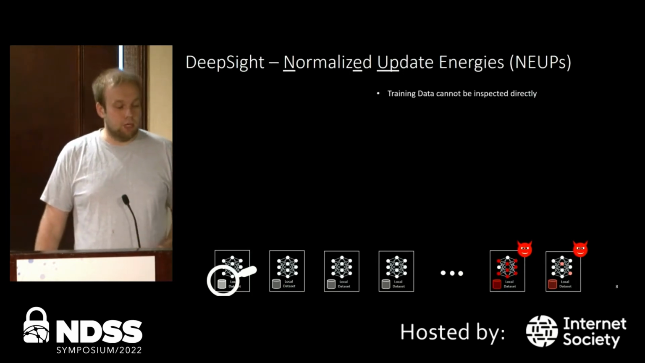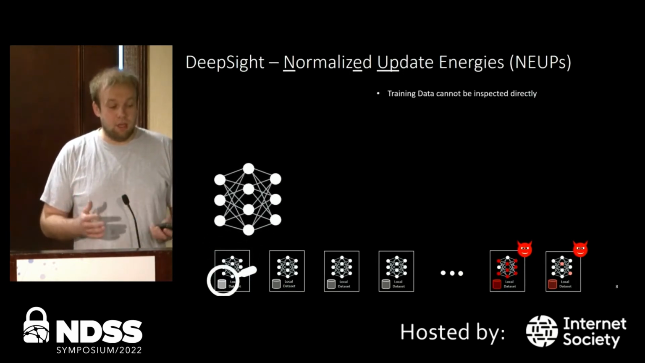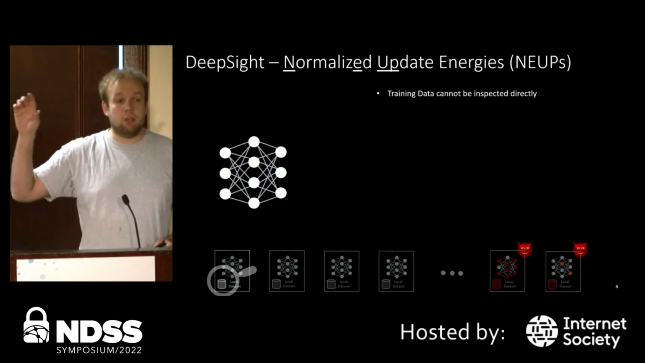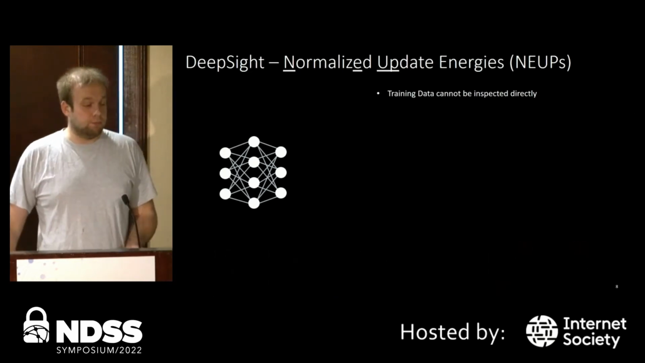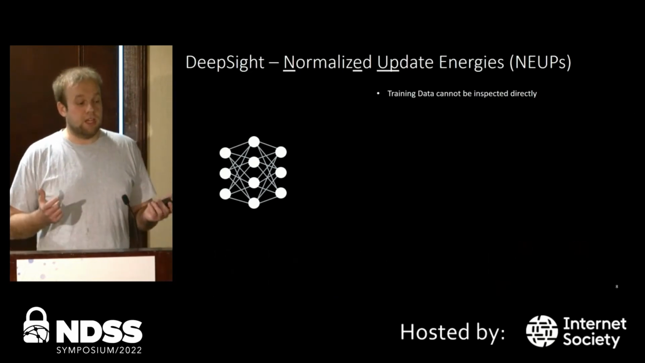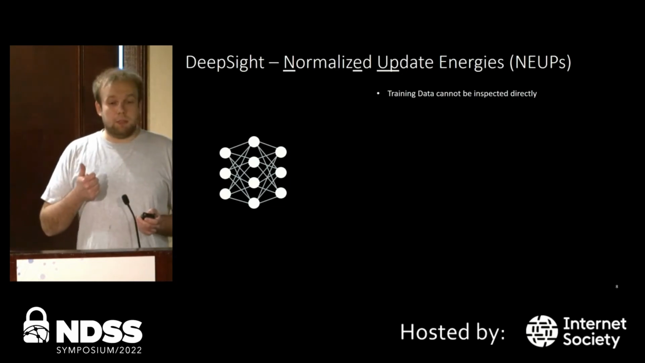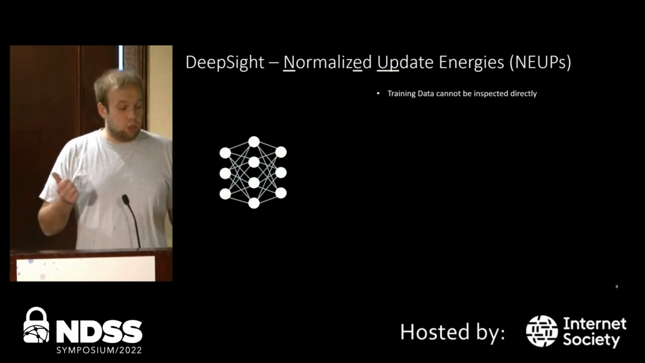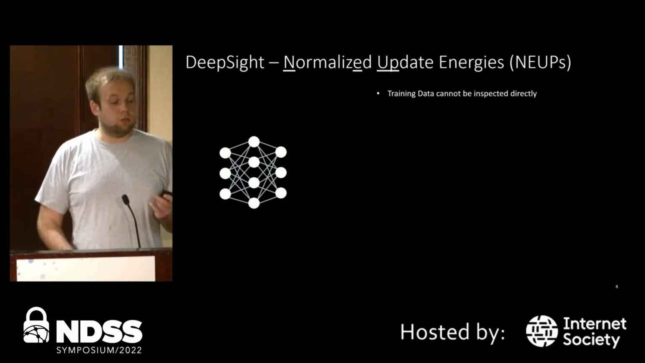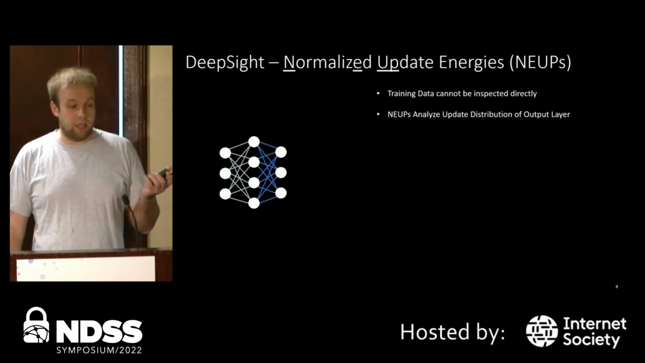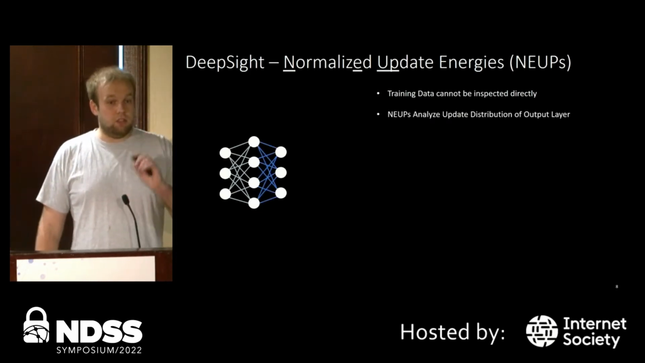We need to look at the models which were trained on these data sets and check whether the models contain certain artifacts that are typical for poisoning. For this, we developed 2 techniques. The first one is the normalized update energies, or NUPs for short. This technique looks at the parameter updates for the output layer and looks there for discrepancies.